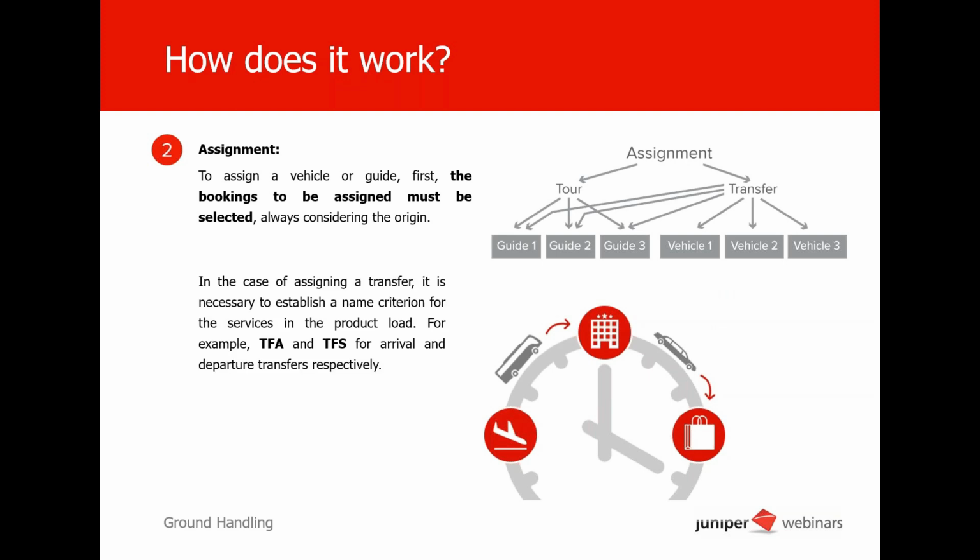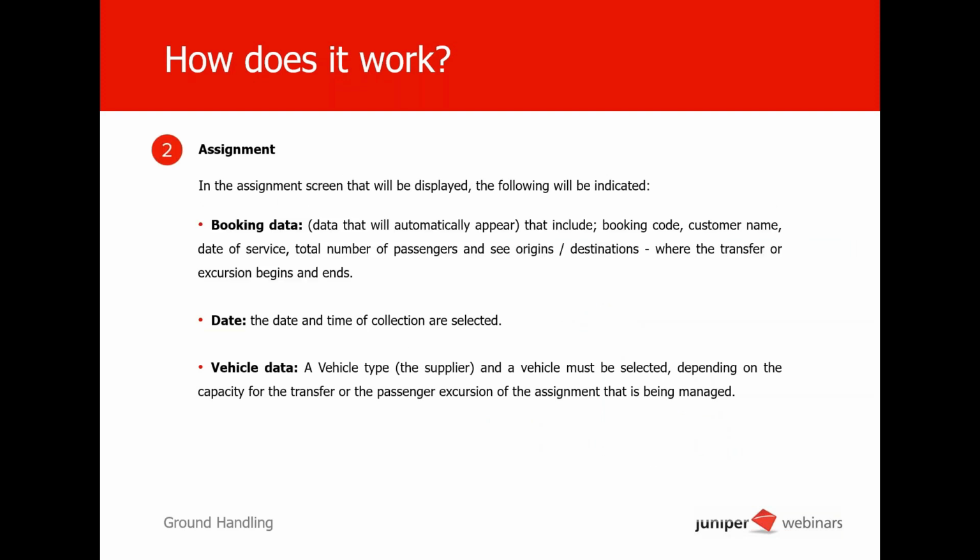In the case of assigning a transfer, it is necessary to establish a name criterion for the service in the product load. For example, TFA and TFS for arrival and departure transfers respectively. In the assignment screen that will be displayed, the following will be indicated: booking data, which will automatically appear, including booking code, customer name, date of service, total number of passengers, and origins and destinations, where the transfer or excursion begins and ends.